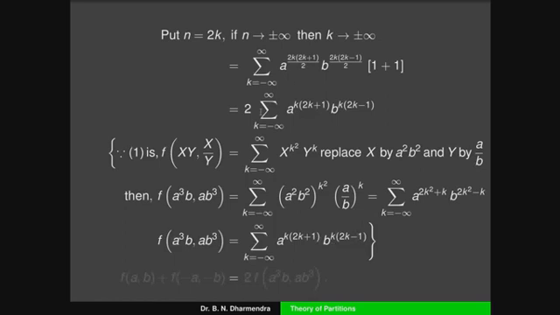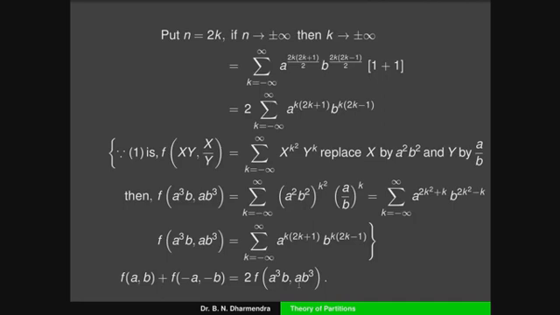We can observe the terms here. When I replace the terms on the RHS side of this, it is f of a cube b comma a b cube. So therefore, f of a comma b plus f of minus a comma minus b is equal to 2 times f of a cube b comma a b cube.